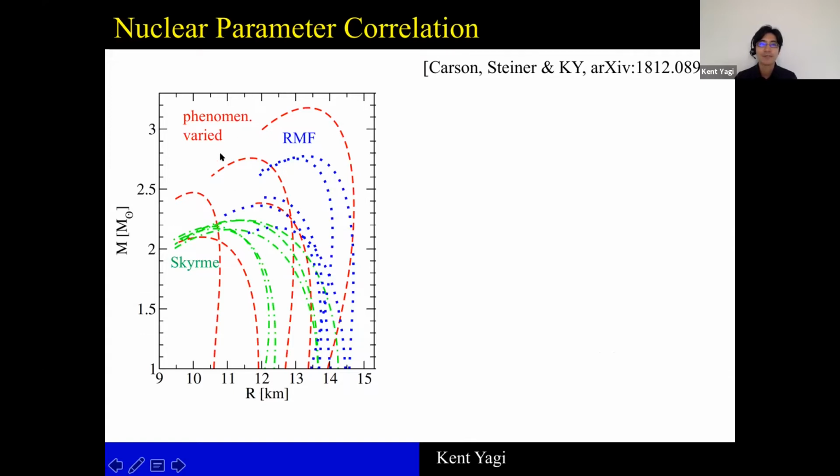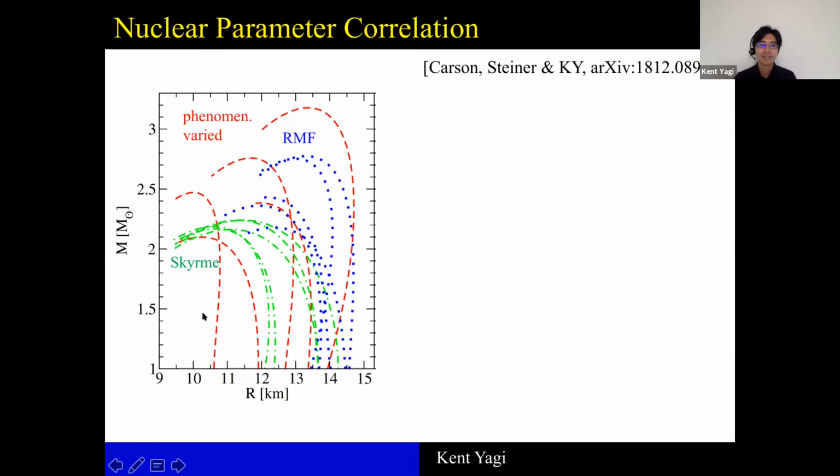This last one, the phenomenological one, is that we take the nuclear parameterization that I explained in the previous slide, and then just vary all the parameters included in that expansion. You can see in this mass-radius relation that Skyrme type prefers softer equation of state with smaller radii. RMF generates stiffer equation of state with larger radii, and then the phenomenologically varied equation of state brackets the two, so it varies from soft equation of state to stiff equation of state.